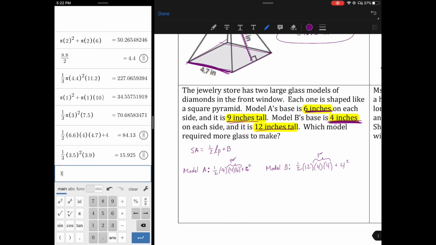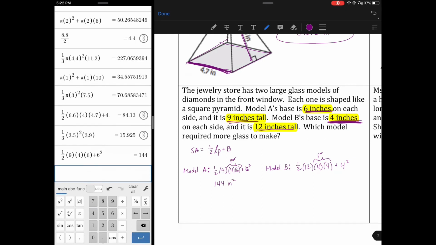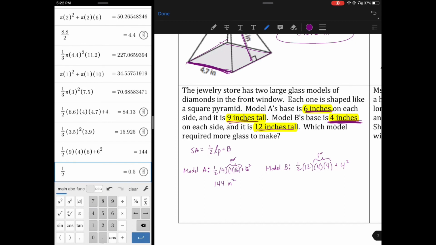So I'll plug it in. 1/2 times 9 times 4 times 6 plus 6 squared. It's going to be 144 inches squared for Model A. And then for Model B, it'll be 1/2 times 12 times 4 times 4 plus 4 squared, which is 112 inches squared. So Model A is going to need more glass to make.